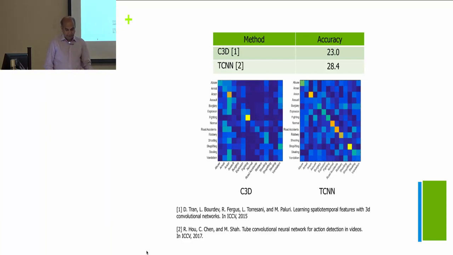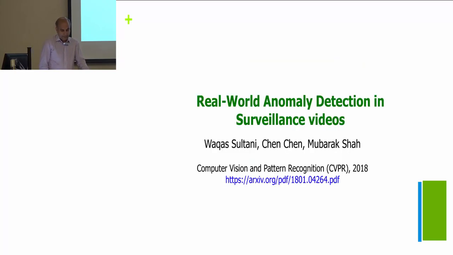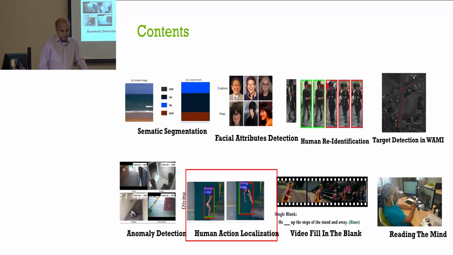Right now, this is the performance, which is pretty low. And these are the different anomalies we want to recognize. We want to recognize which anomaly it is. Previously, we said is it anomaly or normal. So this is a finer analysis, and this is about anomaly.